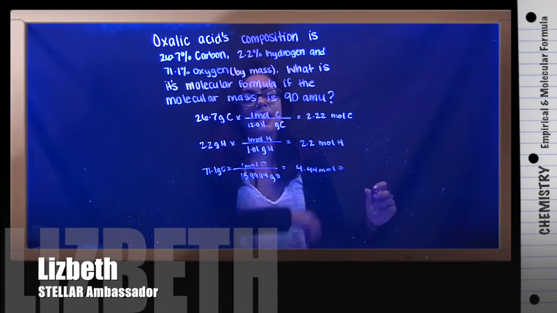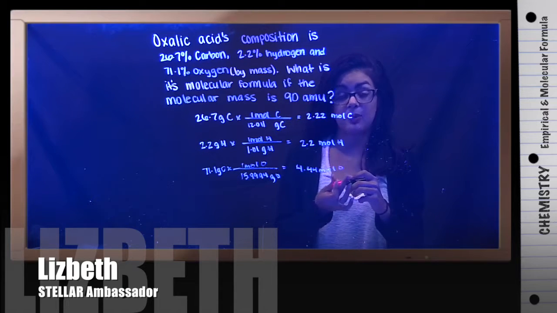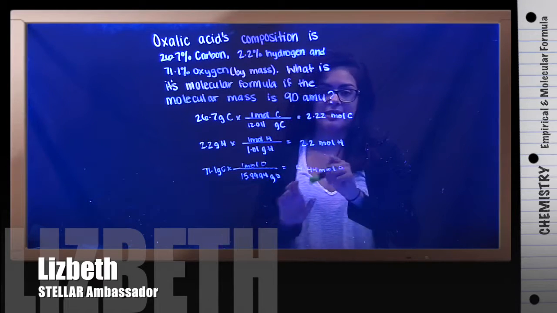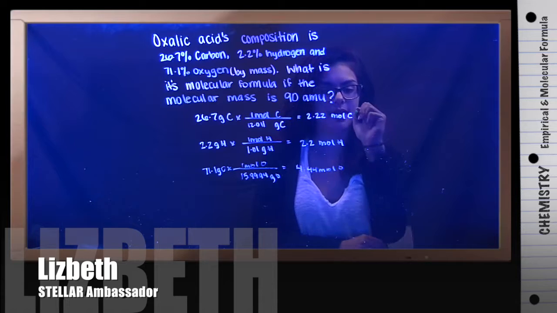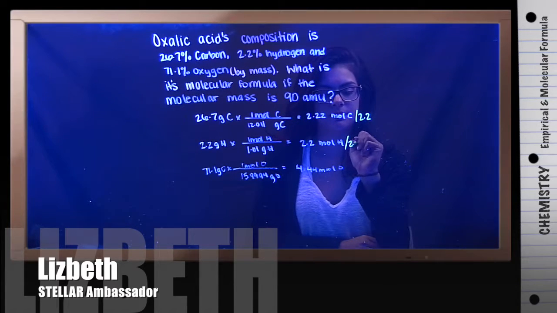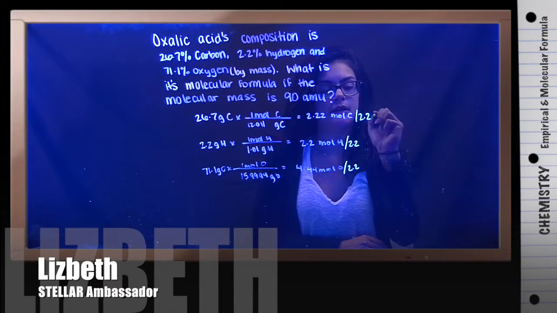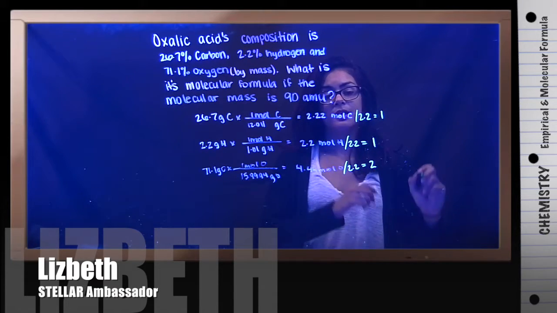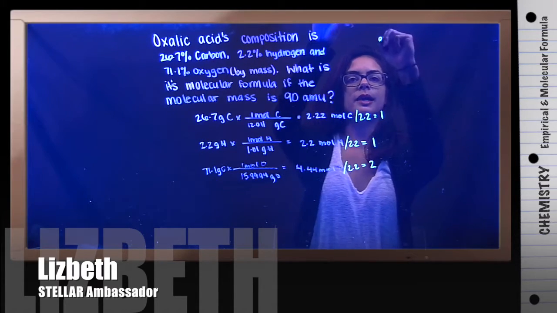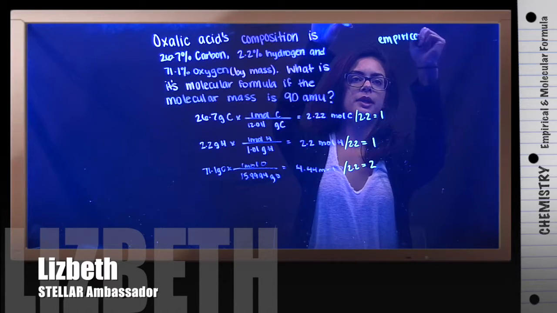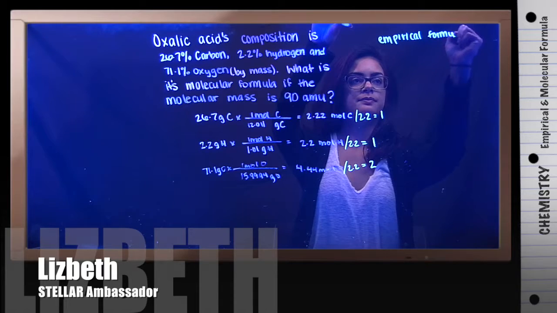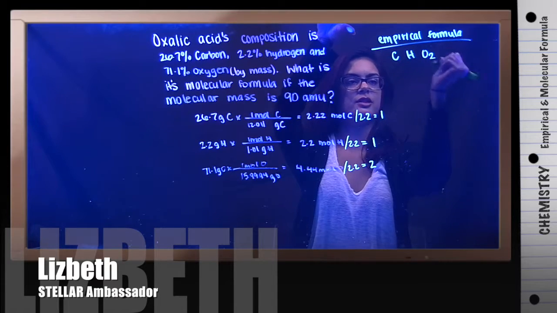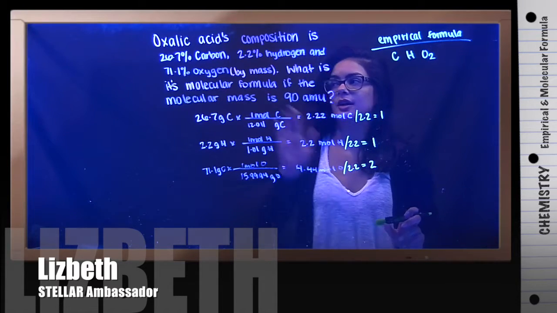So now that we have our moles, as you can see, they're not in whole number ratios, but we need them to be. So we're going to divide by the smallest number of moles. Hydrogen gave us the smallest number, so we're going to divide by 2.2. So this will give me approximately 1, this will give me 1, and this will give me 2. So that means that my empirical formula is going to have 1 carbon, 1 hydrogen, and 2 oxygens. So that's going to be my empirical formula for oxalic acid.